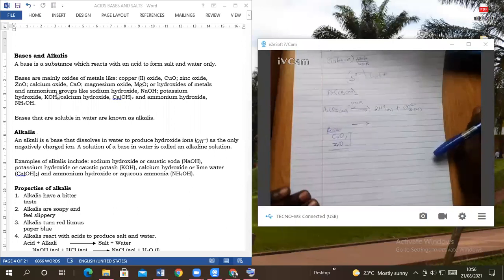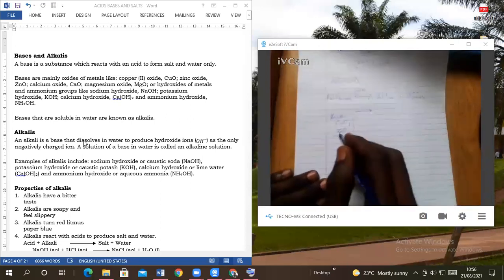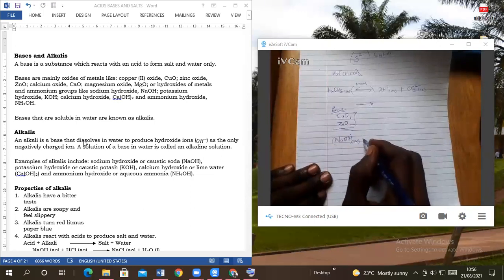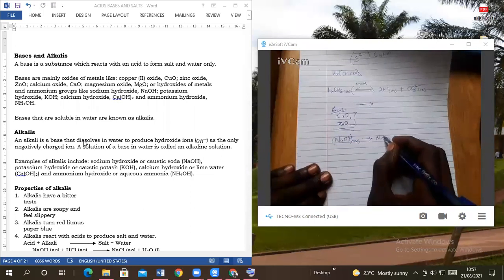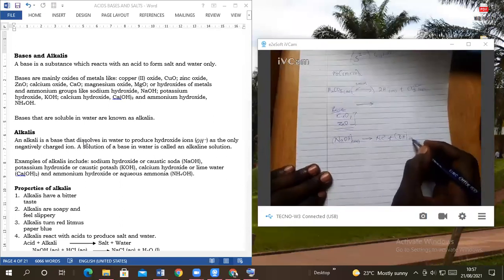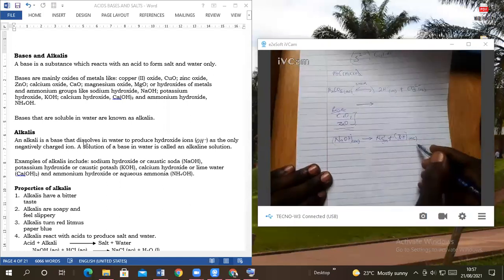So alkalis are different from acids. Acids produce hydrogen as the only positively charged ion. Alkalis produce hydroxide as the only negatively charged ion in solution. So let's look at an example here of sodium hydroxide. This is aqueous. When it goes into water, it becomes aqueous. It produces sodium ions and hydroxide ions. This is aqueous. So this one qualifies to be called a base because it is an alkali.